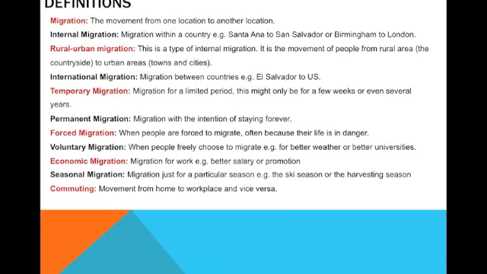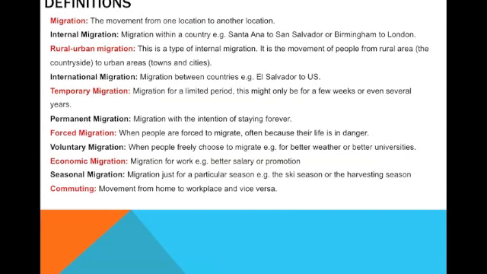There's also permanent migration, when you have the intention of staying forever in the new place that you migrate to. There's also forced migration, which is when people are forced to migrate, often because their life is in danger. For instance, natural disasters or war. Also, voluntary migration is when people freely choose to migrate. For instance, for better weather or better universities.